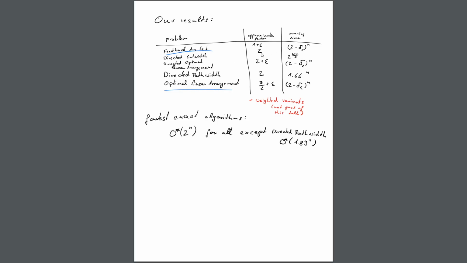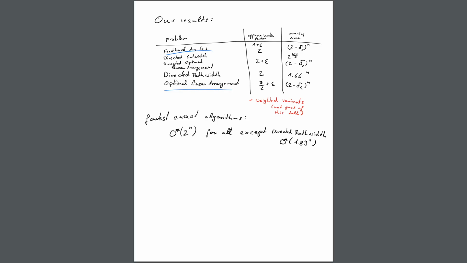For cut width, we have a 2 approximation in 2 to the omega n over 3 time. Omega here is the matrix multiplication exponent, and this here is roughly 1.78 to the n. For directed optimal linear arrangement, we have a 2 plus epsilon approximation that is better than 2 to the n. In the undirected setting, we have a 1.5 plus epsilon approximation. And for directed path width, we have a 2 approximation in 1.66 to the n time.